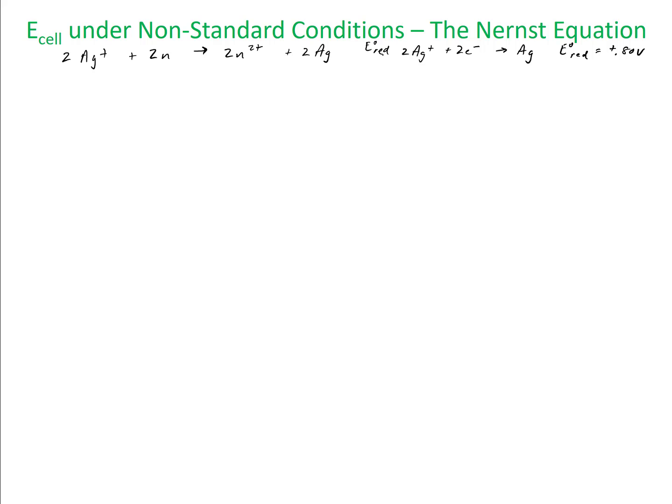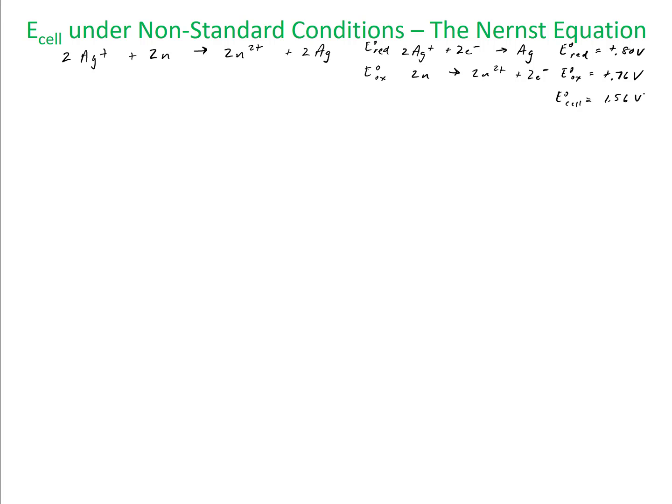Our oxidation is going to be for the zinc atoms being converted to Zn2+ plus 2 electrons. So that's going to be the reverse of, I don't know offhand the number, I know how we numbered the reduction potential table, but I don't know the exact number. But when you reverse that one, you get a positive 0.76 volts. So my E cell under standard conditions for this is going to be 1.56 volts.